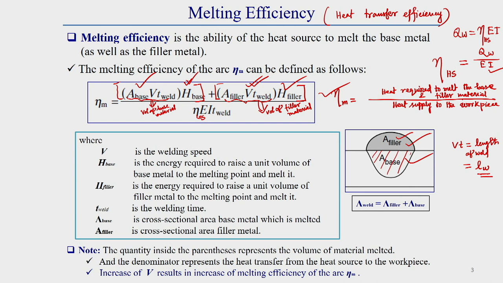Rest of the heat, whatever the excess heat is there, is not actually utilized here. Only the energy required to raise the temperature from room temperature to melting point temperature and just melt it. So, this parenthesis region, A filler into V into T weld, represents the volume of filler material deposited during welding time.